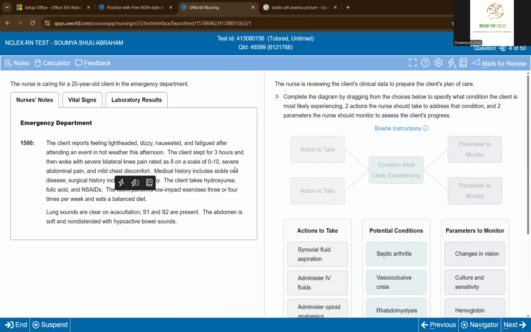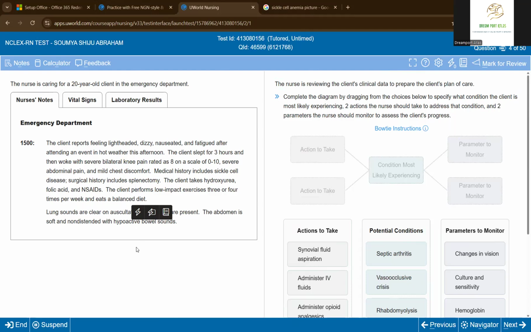We have already discussed sickle cell anemia in the theory, and we have to look for whether the client is taking any medications. Okay, yes, the client is taking hydroxyurea, folic acid and a non-steroidal anti-inflammatory drug. See, the client has a medical history of sickle cell anemia and also splenectomy. Splenectomy means the client had undergone a sequestration crisis, so the client underwent splenectomy for spleen sequestration. Okay, and the client is taking hydroxyurea, NSAID and folic acid.